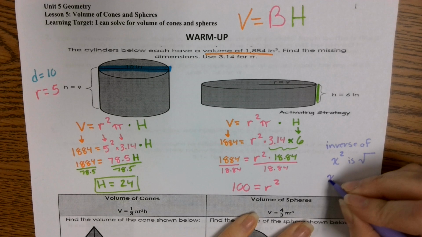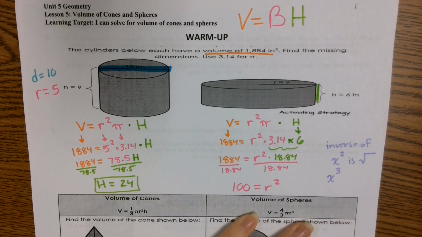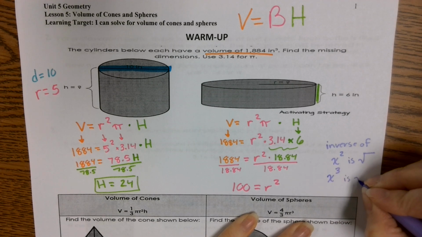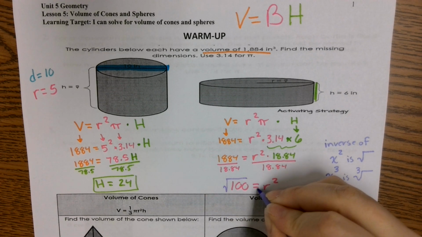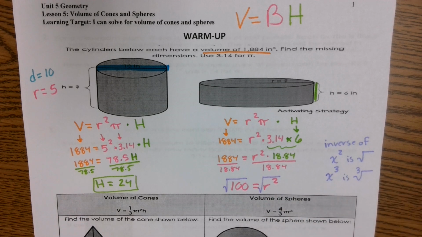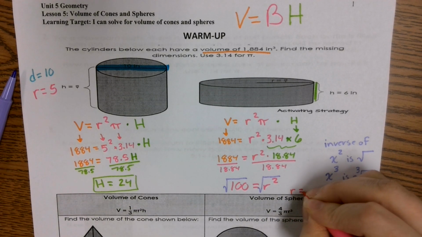The inverse of a cubed exponent is called a cube root. You take a cube root of the value. Inverse of a fourth power, you take a fourth root. So whatever your exponent is, you have a root that is the inverse operation to it. Okay, so all we would be doing here is taking the square root of both sides in order for us to get R by itself. So R would be equal to 10.